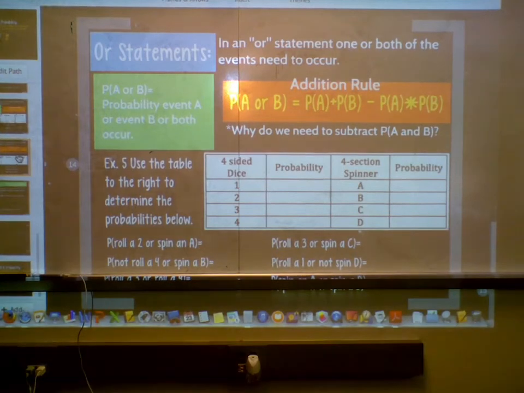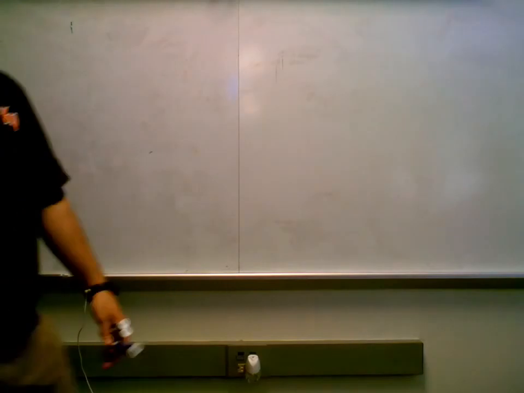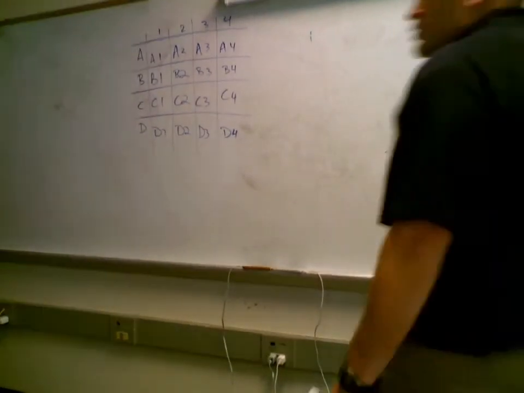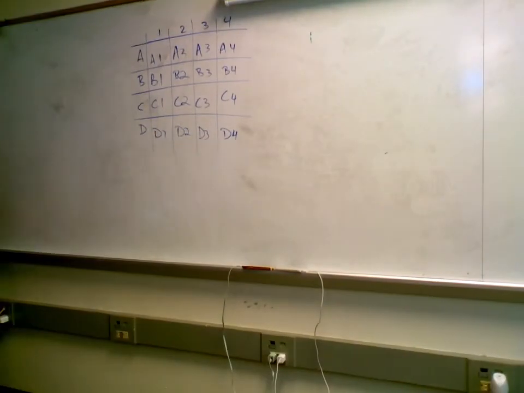All right. So, we all good? Okay. So let's talk about the sample space real quick. The first example down here is rolling a 2 or spinning an A. If I look at my sample space from a couple days ago, we're here in blue. Rolling a 2 or spinning an A. Which options are they? The ones that have a 2 or an A or both, right?